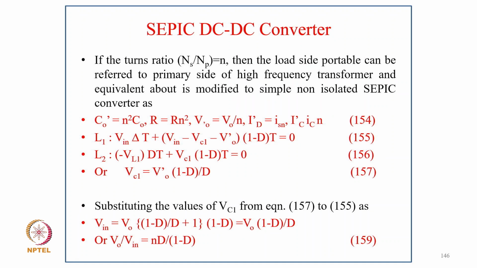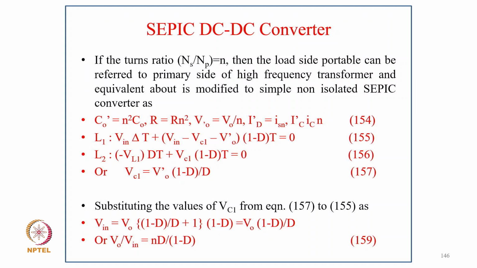So now, if the turns ratio is NS upon NP, then the load side potential can be referred to the primary side of the high frequency transformer, and the equivalent is modified to a simple non-isolated converter. So C0 dash equal to N square C0, R dash equal to R upon N square, VO dash equal to VO upon N, ID dash equal to IS N, and IC dash equal to IC N. The voltage across L1 equal to Vin plus delta V plus E minus VC1 minus VO dash, into 1 minus d, equal to 0, and across L2, minus VL1 dt plus VC1 into 1 minus d into t equal to 0, or VC1 equal to VO dash into 1 minus d upon d.